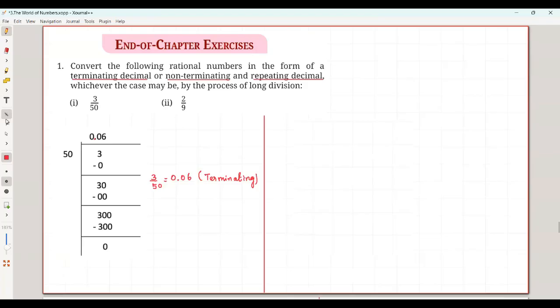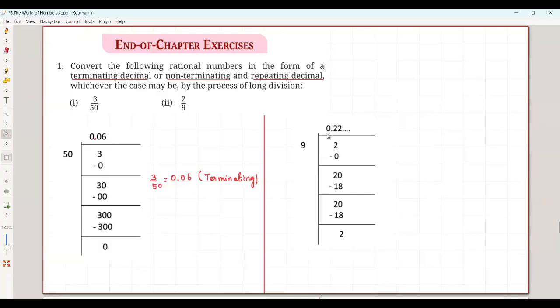The next one, 2 by 9. Same as before, you have to divide 2 by 9. If you are dividing 2 by 9, the answer is 0.2222, which is repeating. So 2 by 9 is 0.222 repeating. Now this is non-terminating, but repeating. Non-terminating, repeating. So division and all, you have to practice it.